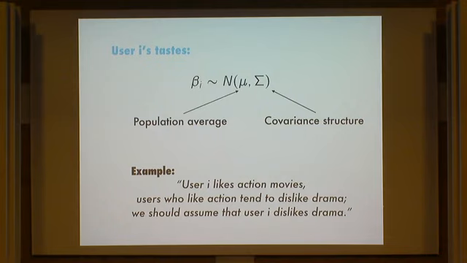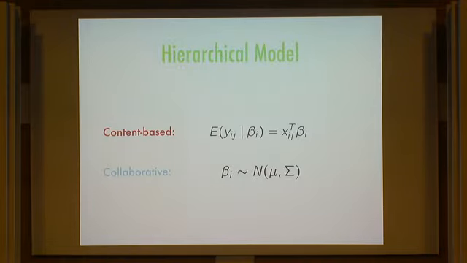Yeah, other questions? Okay. Okay, so again, it's content-based, so you use the movie attributes and the user tastes for those attributes to predict the rating. And it's collaborative in that the components of beta you don't have much information about can get filled in using this covariance structure. And this covariance structure is something that you have to learn from data.